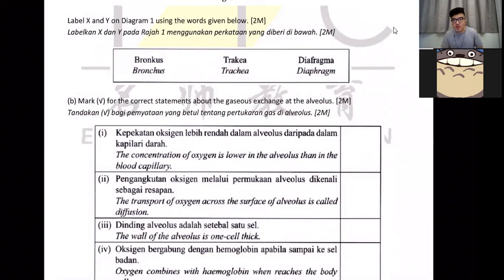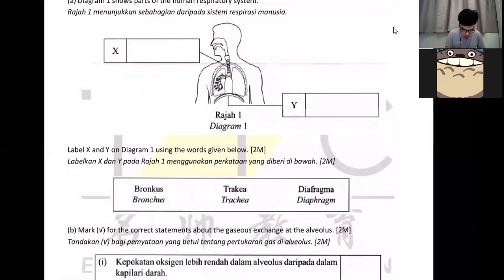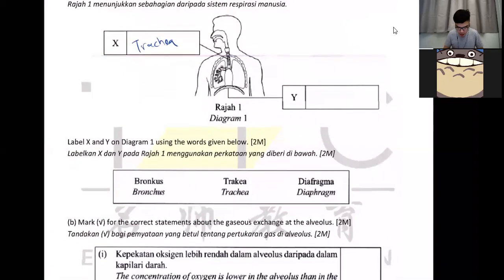If you really want to do, if you say you have no time, you want to do something, then you do the objective questions lor. Objective questions save you a lot of time. Okay, so anyway, label X and Y. So your X is your trachea. Okay, X is trachea. And then Y is your diaphragm. Write this yourself. I'm just too lazy.